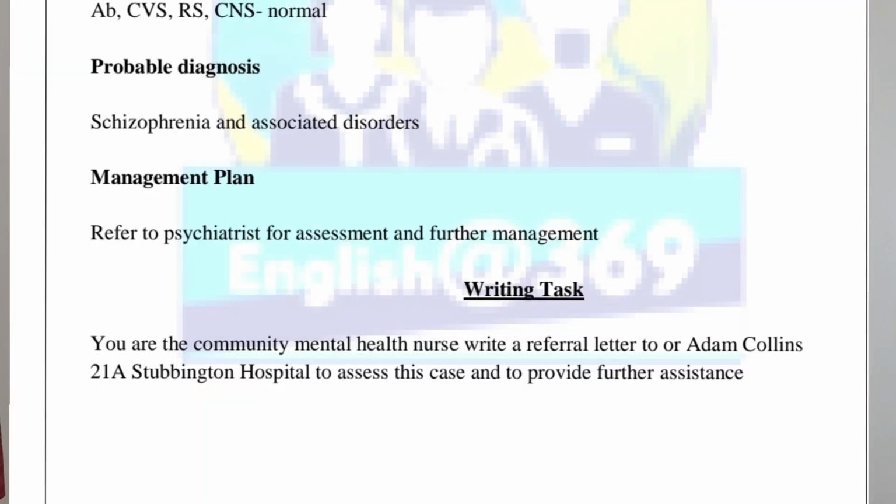You don't think this is a known case to the reader before, and you also know that you are writing to a doctor. I have also read the management plan on the top, which is refer to psychiatrist for assessment and further management. So you know that you are writing a referral letter to a psychiatrist to provide further assistance and management. Now our aim is to go through the rest of the case notes. You need to see what the patient's condition is, what the major problems are that the patient came with, and what things you may ask assistance with.